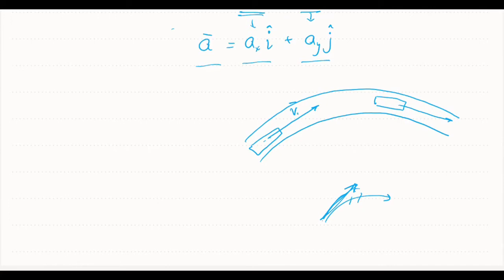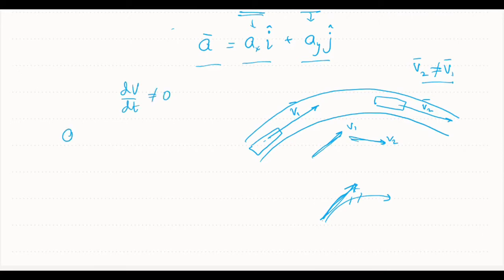So if this is v1 and this is v2, then v2 is not equal to v1 even if your speed is the same. Because a vector has a magnitude and direction, your magnitude may be the same, but your direction has changed. Okay, v2 is like that. So the magnitude may be the same, but the direction has changed, and therefore it's not the same vector, which means that dv over dt is not 0.